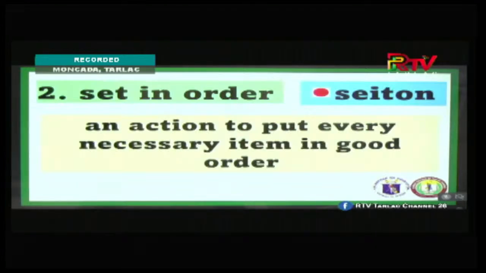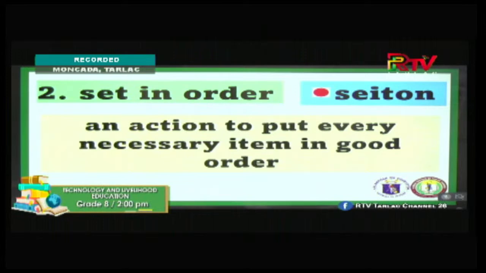Now, let's proceed with the second S, which is set in order or systematize. The Japanese term is seiton. It is an action to put every necessary item in good order. Identifying places to arrange the things and placing them in a proper order for prompt usage.